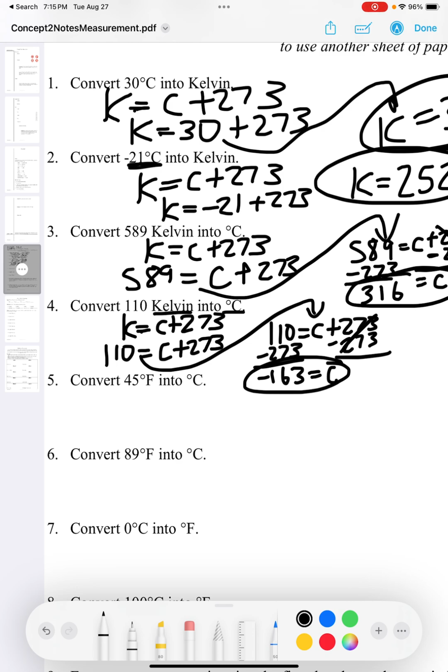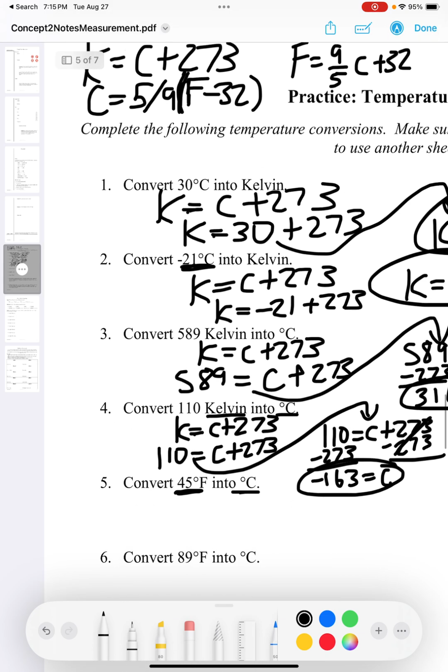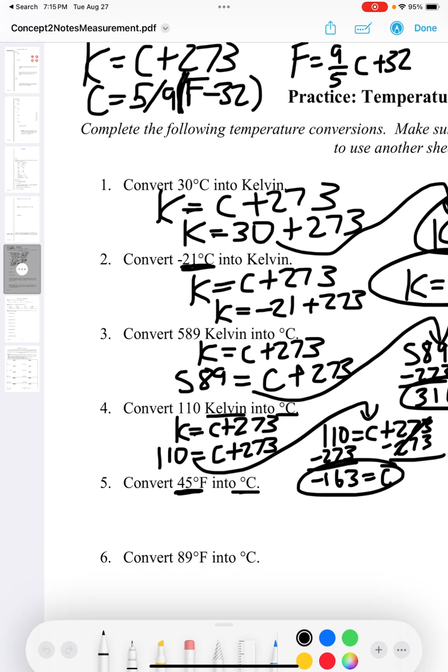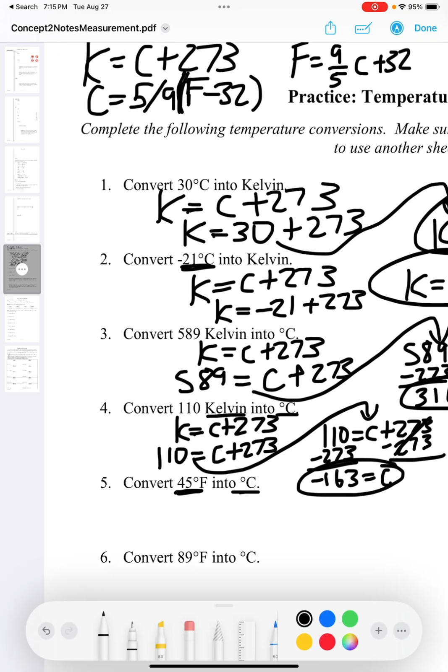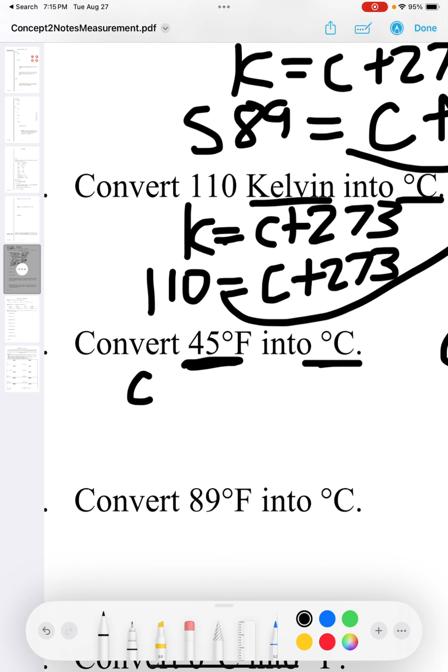Okay, now starting with number 5, instead of doing Kelvin to Celsius, now we're doing stuff with Fahrenheit and Celsius. So we want to convert 45 degrees Fahrenheit into Celsius. So the formula that I'm going to pick is going to be that second formula that says C equals 5/9 (F minus 32). And I would write that formula down, C equals 5/9, or you can write it as 5 divided by 9. Either way works. And then parentheses, make sure you keep those parentheses there, F minus 32.